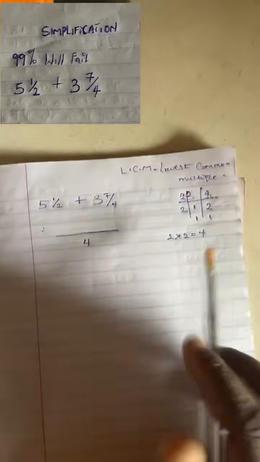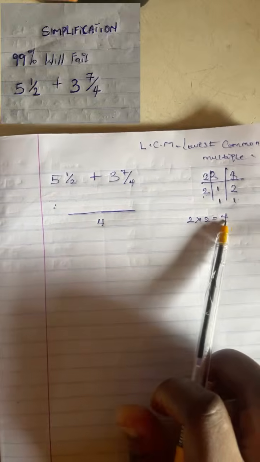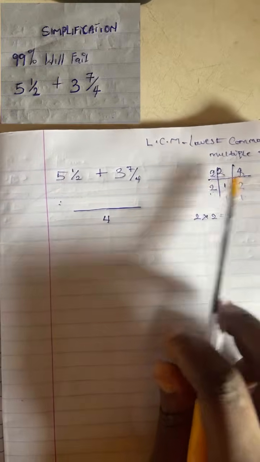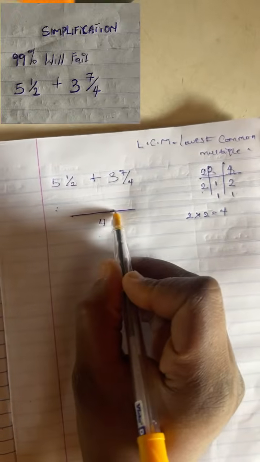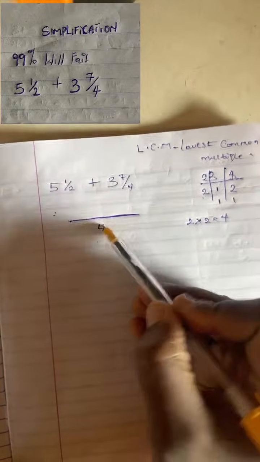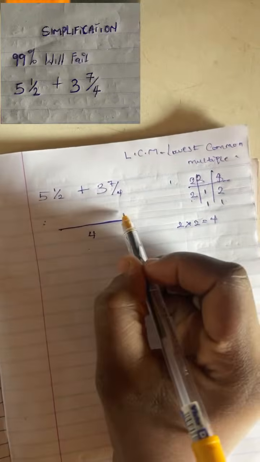Now let's continue. We already know that LCM of 2 and 4 is 4. What we're going to start now is 4 divided by 4. You know we are doing division here now, okay? 4 divided by 4 is going to give us 1, right? 1 times 7 is 7.